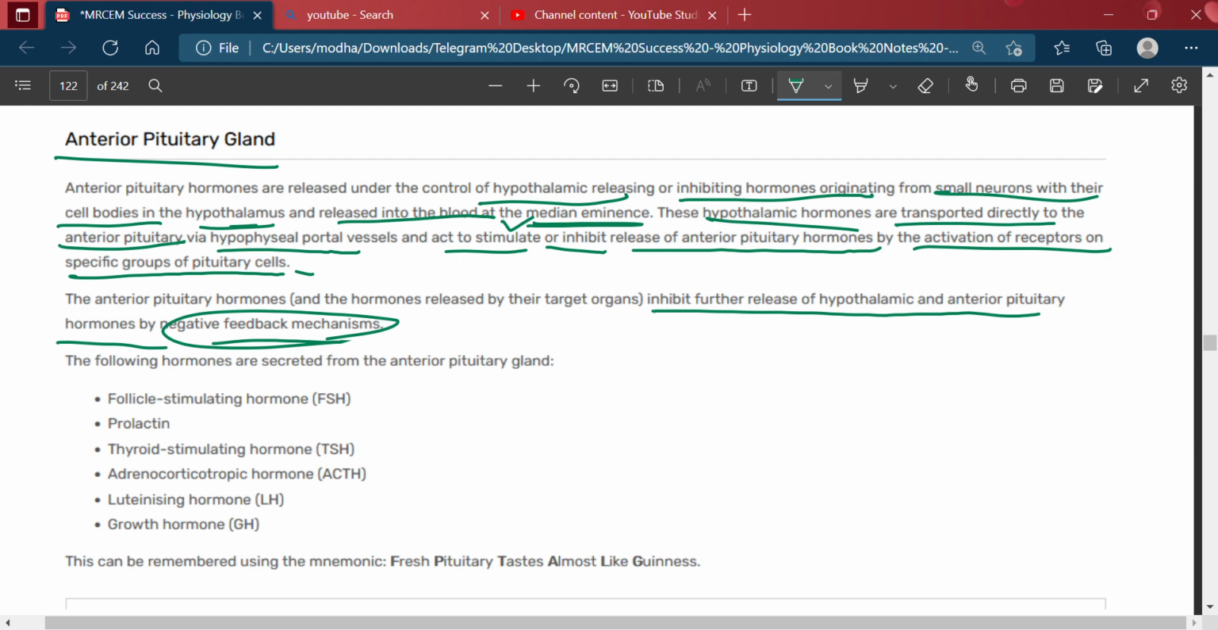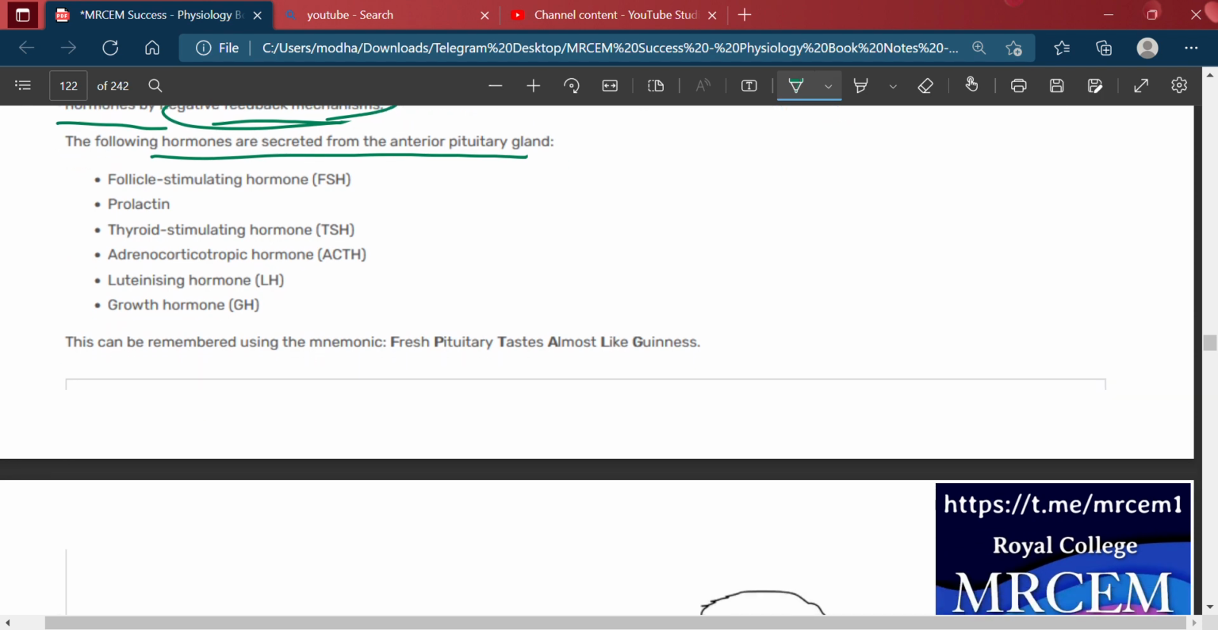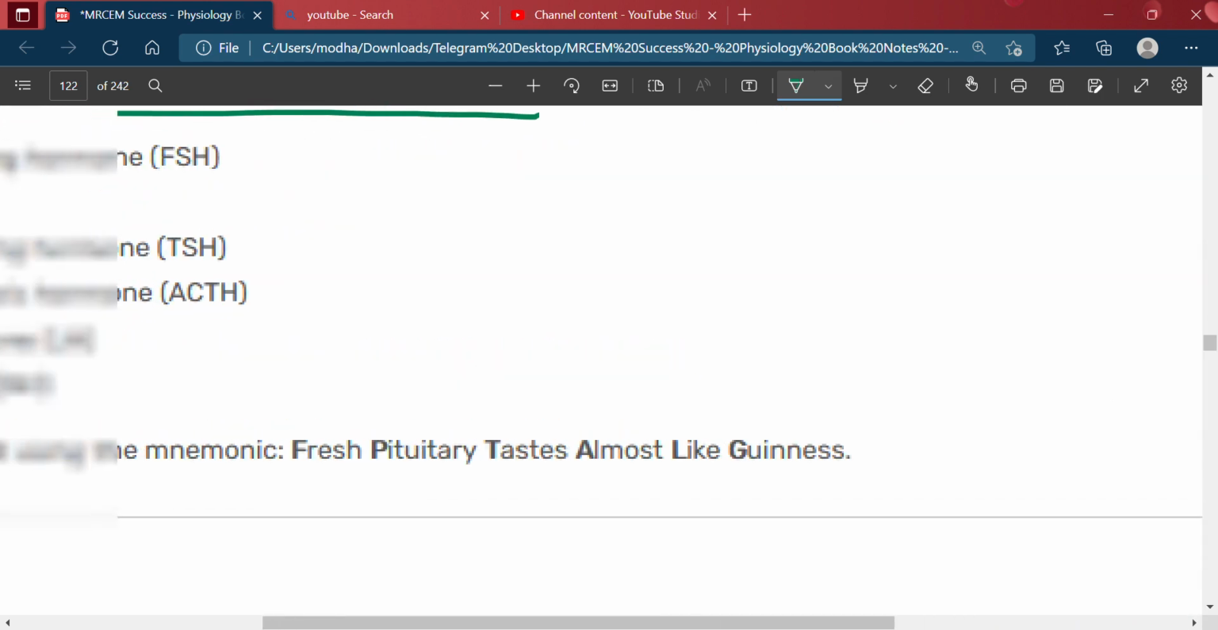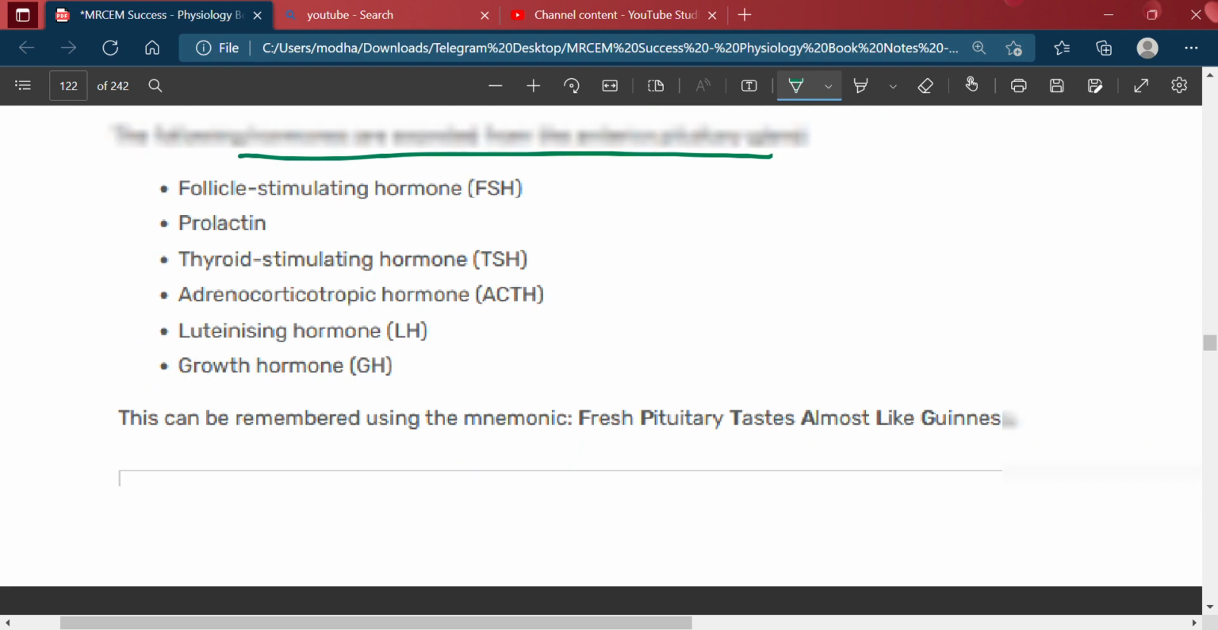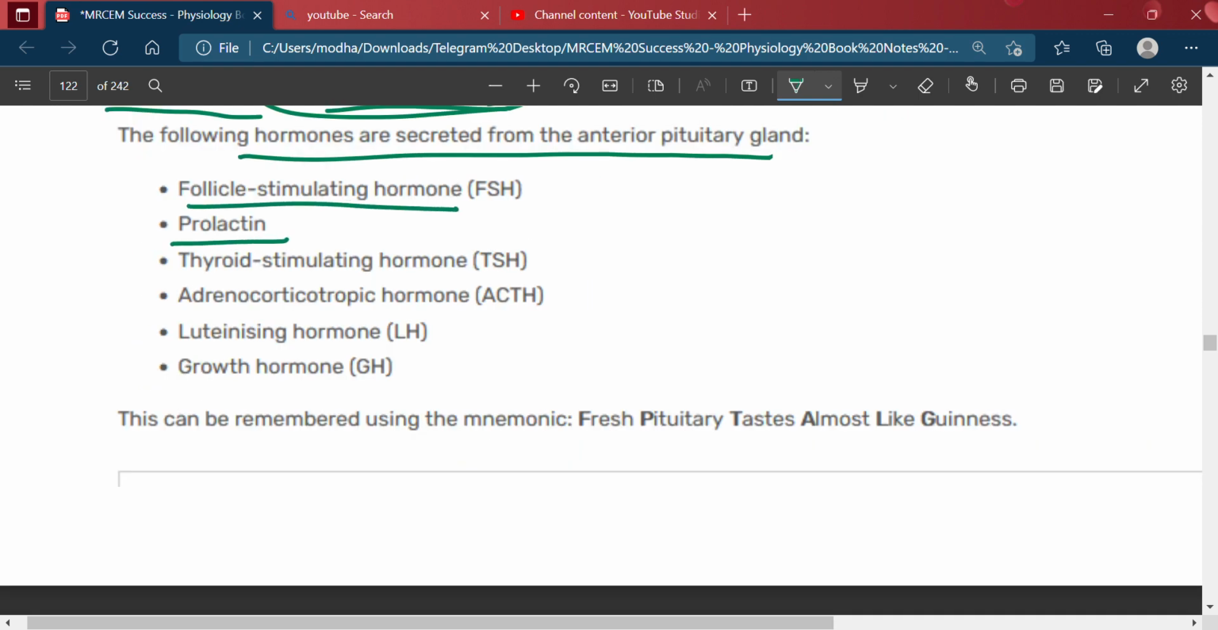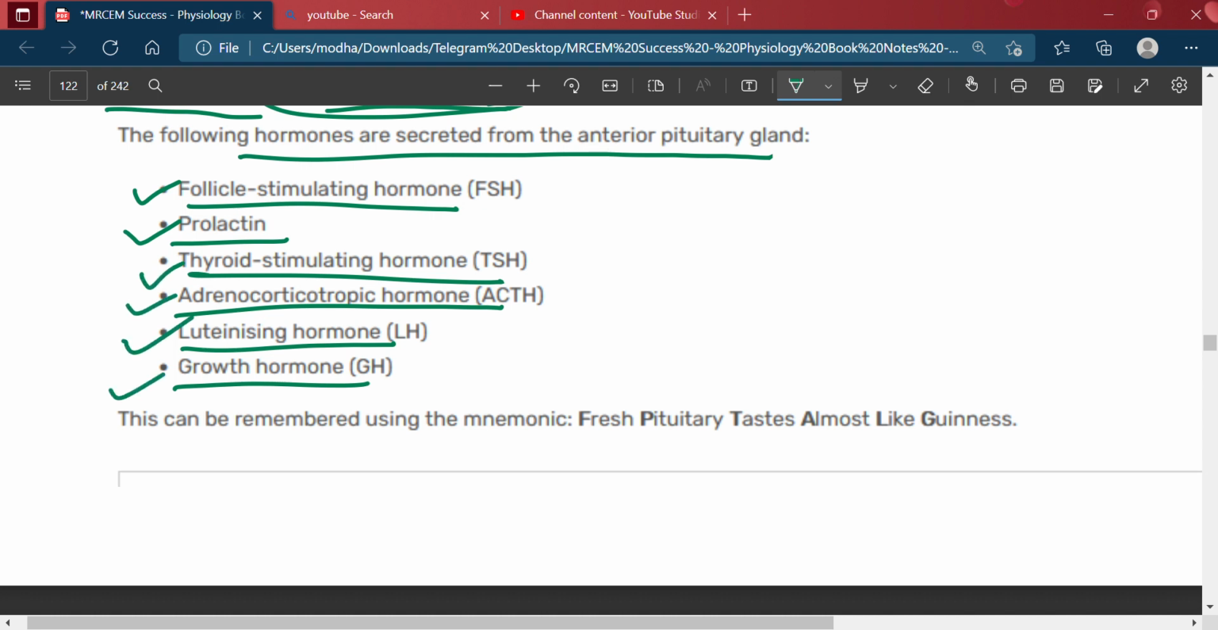The following hormones are secreted from the anterior pituitary. They are follicle stimulating hormone, prolactin, thyroid stimulating hormone, adrenocorticotropic hormone, luteinizing hormone, and growth hormone.